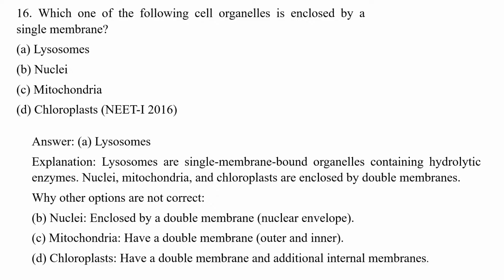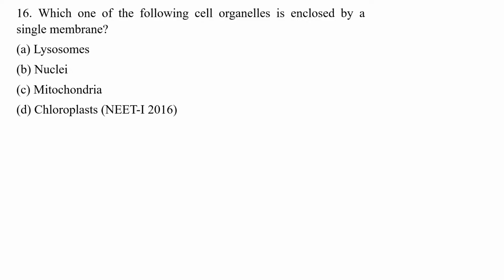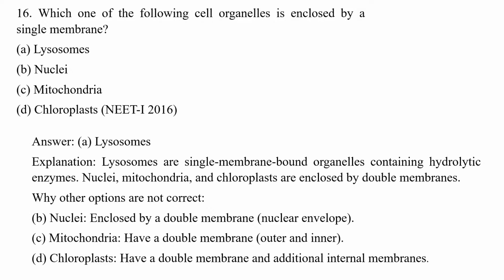So let's begin again. I'm giving you the chance again. Try to answer this question: which one of the following organelles is enclosed by a single membrane? The double membrane organelles are mitochondria, chloroplast and nucleus. So it will be the lysosome, which has only a single membrane. And this is the explanation for this question. So let's move to the next question.